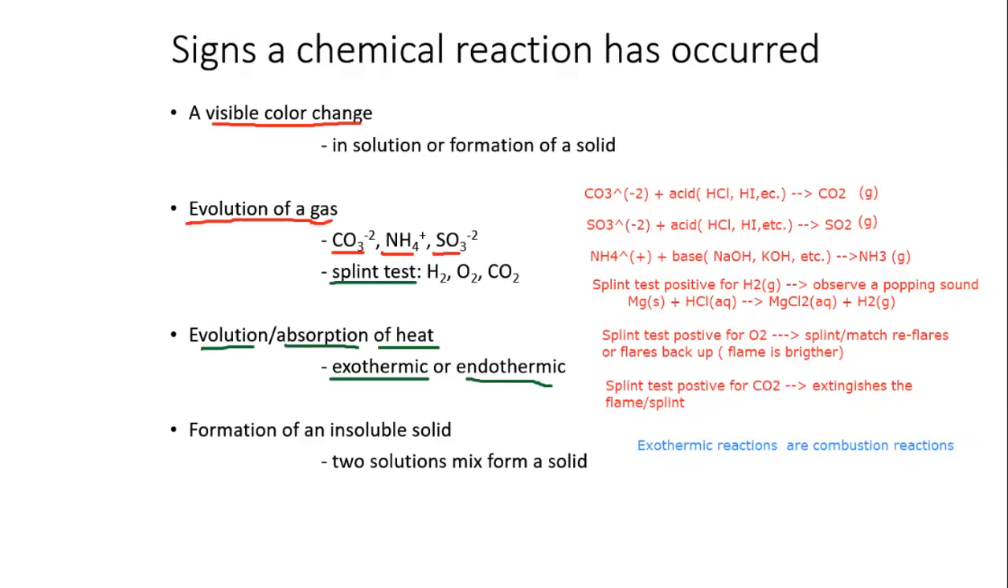To give you an example of an endothermic reaction, say you have a muscle sore or something that requires you to use an ice pack. Usually you shake it or twist it, and it produces an endothermic reaction which absorbs heat from the surroundings, giving that cool feeling to the ice pack. And lastly, a good sign that a reaction has occurred is the formation of an insoluble solid. Here you start with two solutions, you mix them, and you form at least one solid. These are all signs that a reaction has occurred.